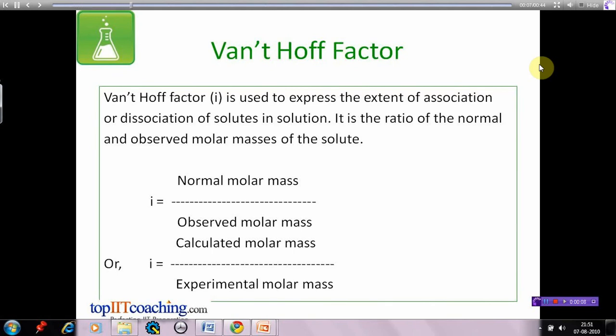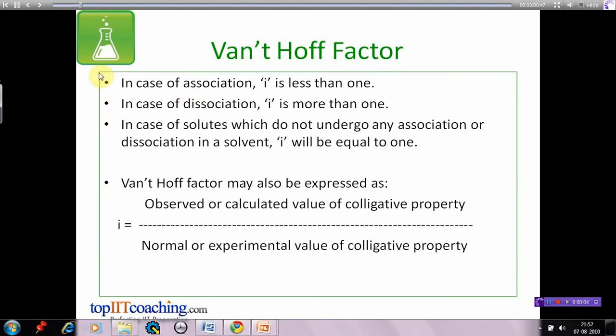Due to colligative properties, the molar masses of some of the substances have been found to be different from those expected. Van 't Hoff factor comes into the picture in such cases. Van 't Hoff factor, which is denoted by a small i, is used to express the extent of association or dissociation of solutes in solution. It is the ratio of the normal and observed molar masses of the solute. So we can write i is equal to normal molar mass divided by observed molar mass, or i is equal to calculated molar mass divided by experimental molar mass.